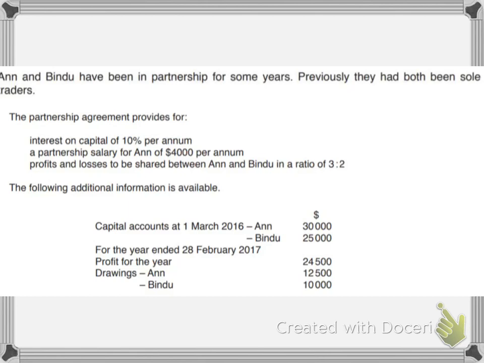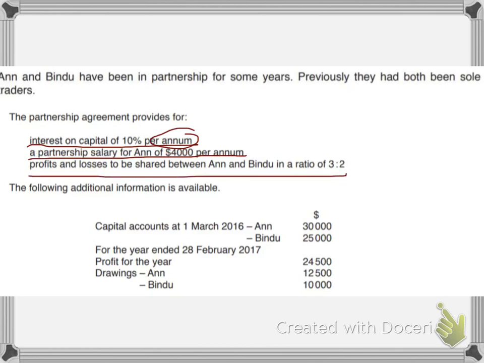Anna and Bindu have been in partnership for some years, and the partnership agreement provides interest on capital of 10% per annum. Per annum means per year. Then a partnership salary for Anne. So Bindu doesn't have a partnership salary, only Anne has. And the profit and loss sharing ratio is 3:2. And then we have the additional information here, which is the capital accounts of Anne and Bindu, and we also have the profit for the year and the drawings.